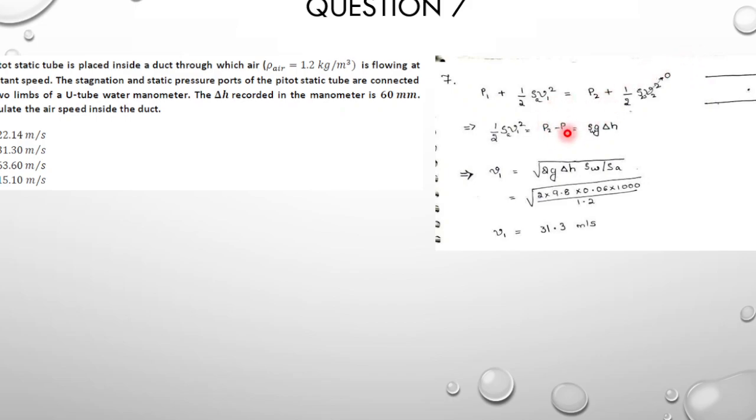Now you have P2 minus P1, which is being measured by a U-tube water manometer, and delta H is given as 60 mm. So rho of water g into delta H is nothing but P2 minus P1. It is measuring the pressure difference. You can directly find the V1 value as given in this expression, which is the square root of 2g delta h into rho w by rho a. That comes out as 31.3 meters per second, which is option number B.